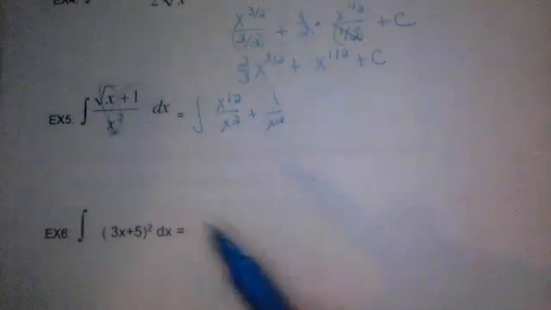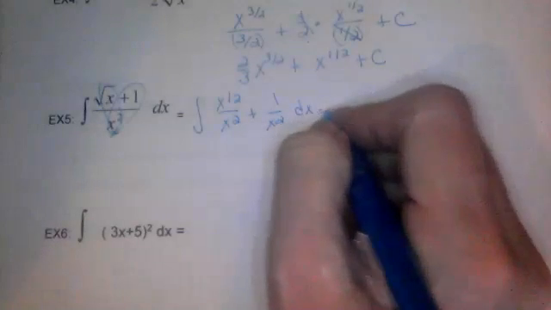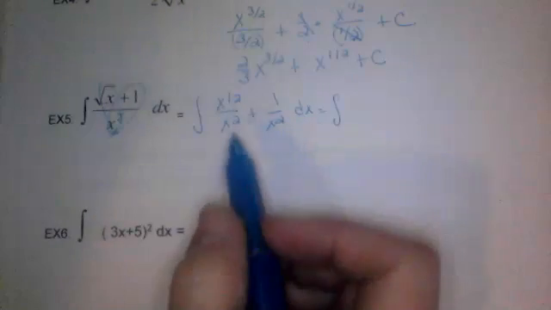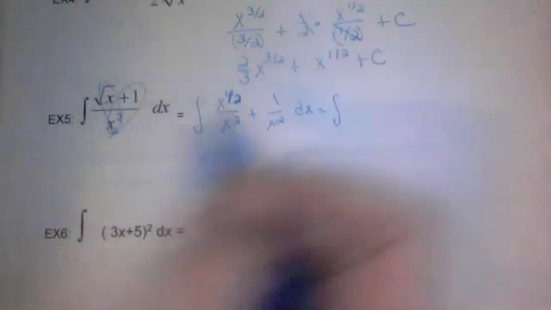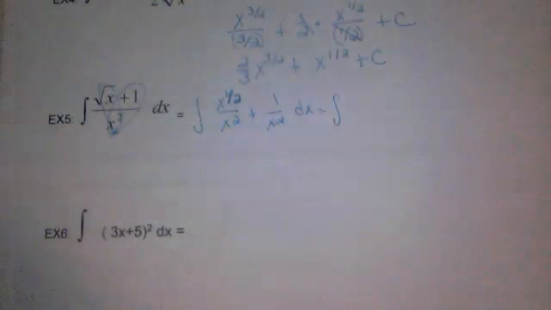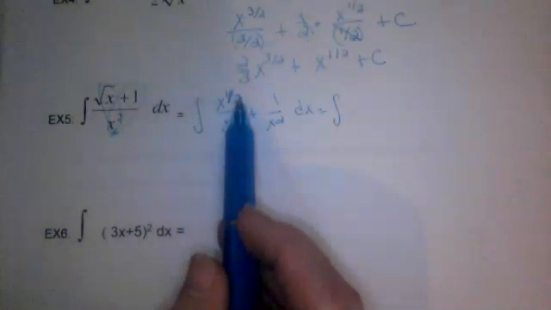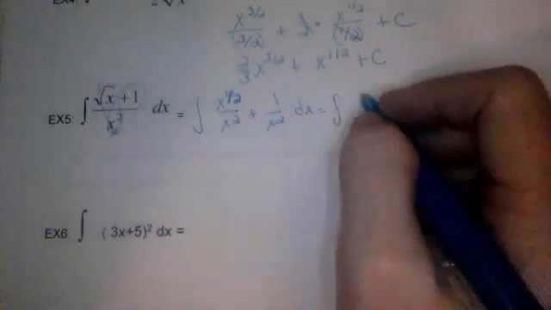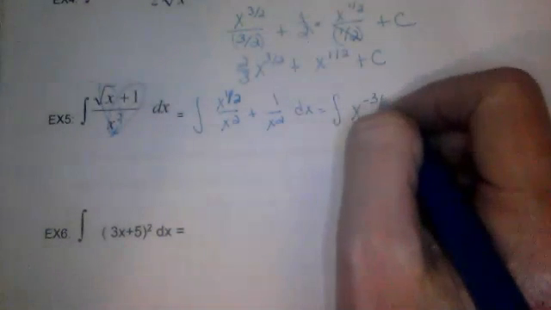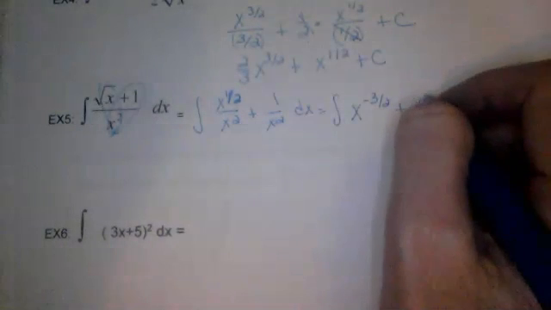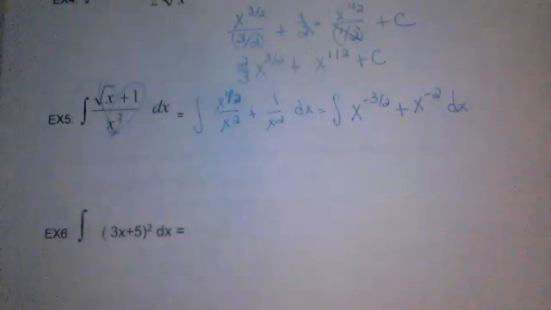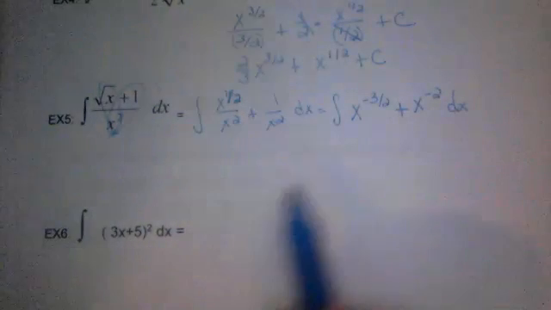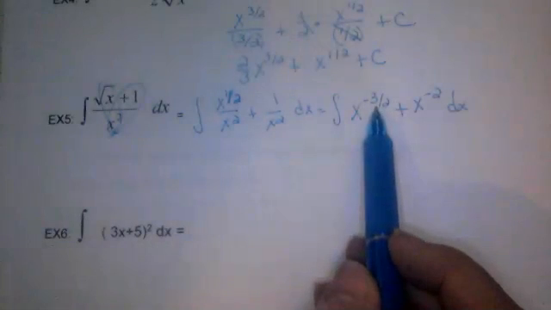So let's go ahead and simplify this out. All right, so whenever you're dividing, you subtract the exponent. So 1/2 minus 2 would be -3/2. So I have x to the -3/2 power plus x to the -2 power, because we're going to bring that back up, dx. So now we're ready to use our rules again. So we're going to add 1.